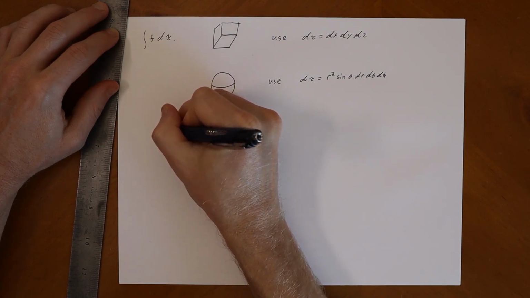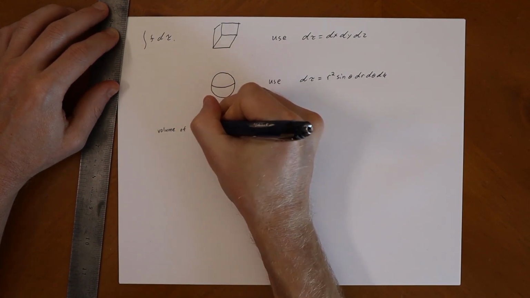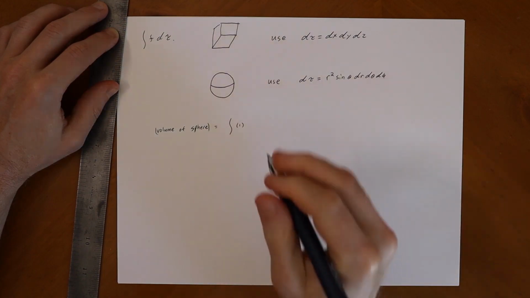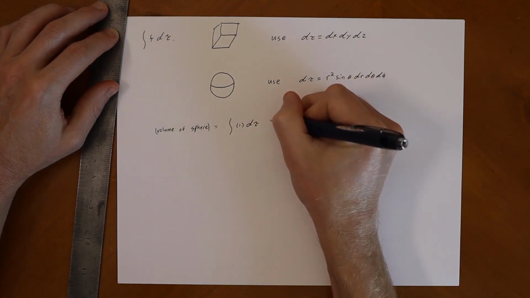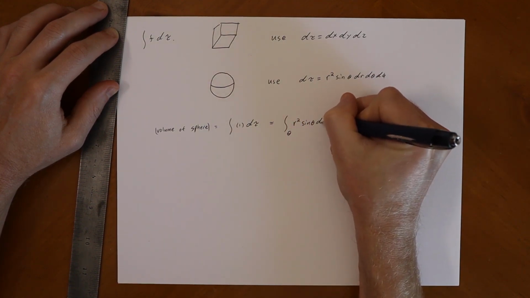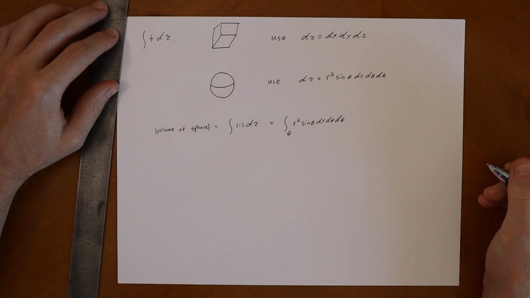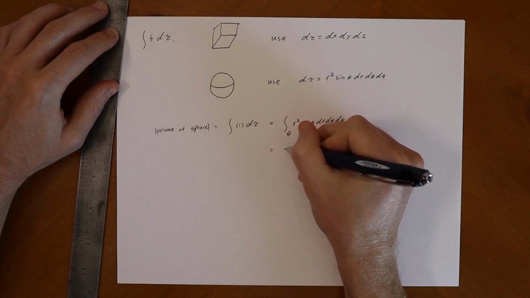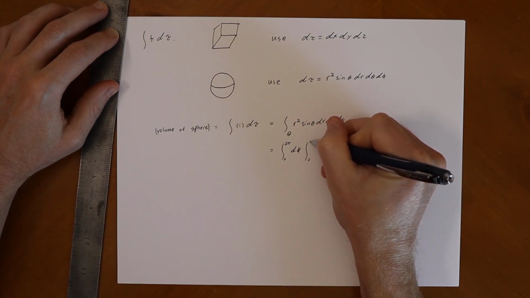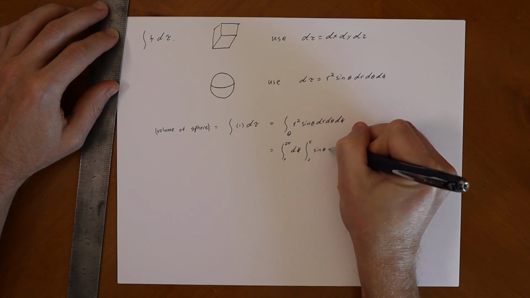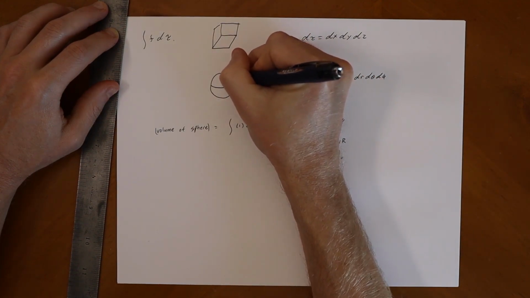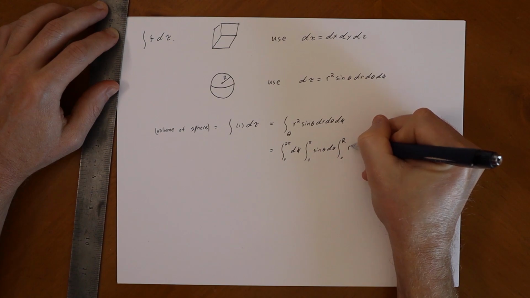So for example, if we wanted to compute the volume of a sphere, that would just be the volume integral of 1, rather just d tau. And so that's the integral over the sphere of r squared sine theta dr d theta d phi. And now again, we just have a triple integral. So we have the integral from 0 to 2 pi of d phi. We have the integral from 0 to pi of sine theta d theta. And we have the integral from 0 to capital R, if that's the radius of our sphere, of r squared dr.